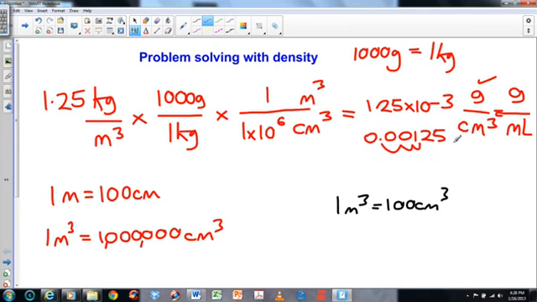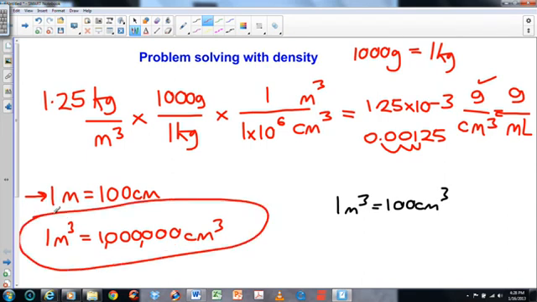Well, 0.00125 grams per centimeter cubed. So it's really important that you recognize that when you go from this to here, you not only triple the units, you multiply the units by themselves 3 times, but then do the same thing with the numbers as well. Alright, that's how that works.